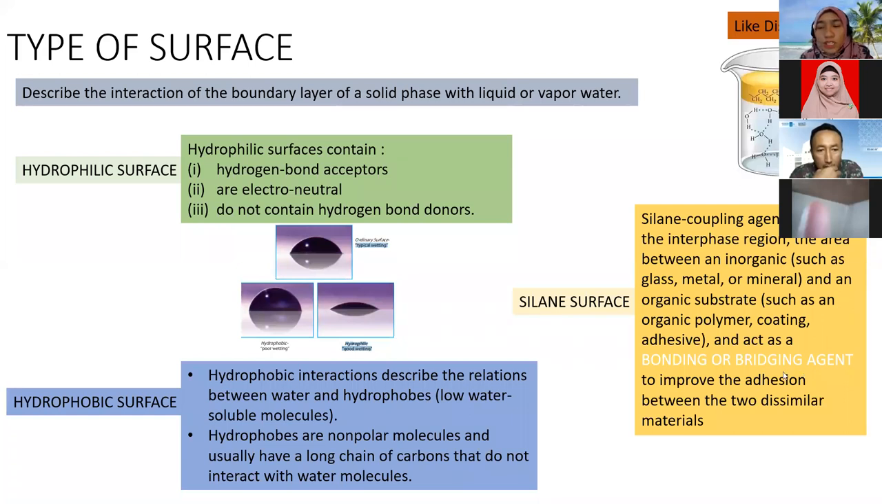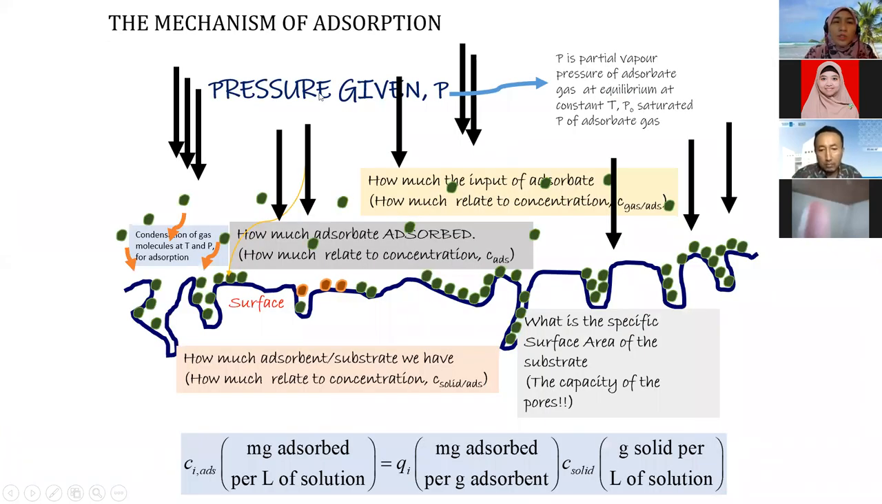For us, it's okay, we know about adhesion, but the field is quite big. This is very important in surface functionalization and surface modification. So we have a silane surface acting as a bridge. If we have a material that cannot bind to a hydrophilic or hydrophobic surface, we have to have something as a linkage between the hydrophilic and hydrophobic surface.